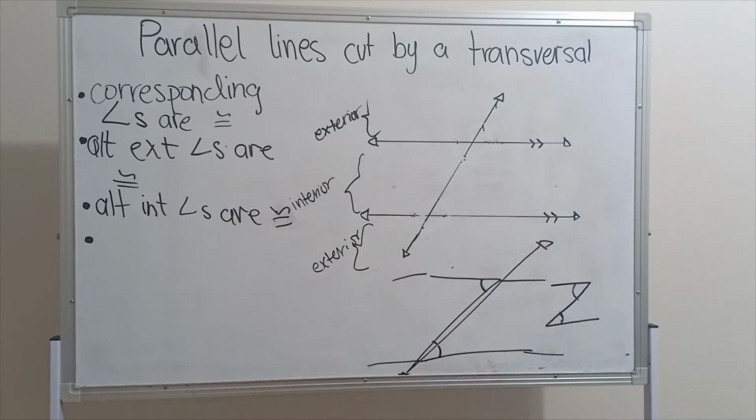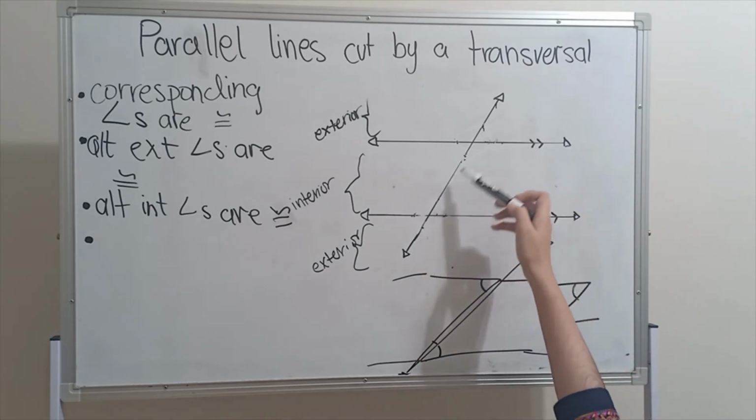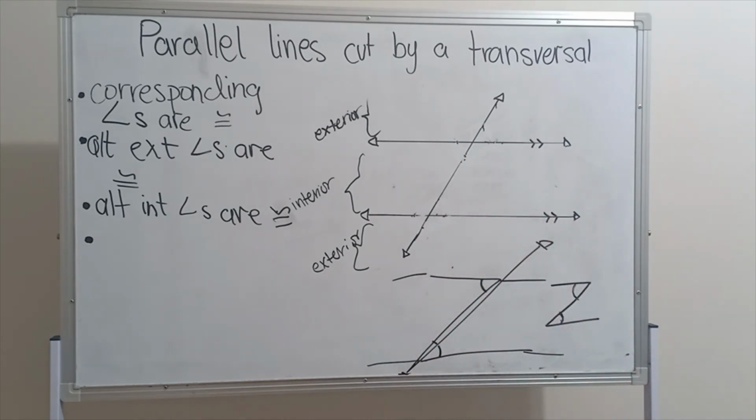So the next one that we have is the consecutive interior angles. By consecutive interior angles, we mean they're right next to each other, or on the same side of the transversal. Unlike alternate, where they're on the opposite sides of the transversal, here the consecutive interior angles are in the interior portion of the diagram. We know that because of the name. And consecutive means they are on the same side of the transversal.